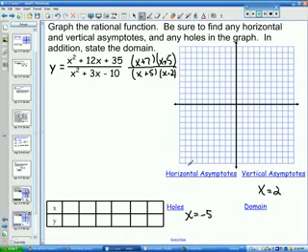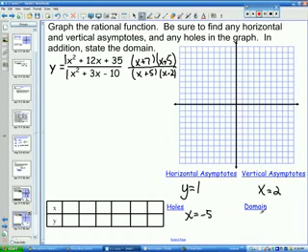And then the horizontal asymptote, remember we look at the coefficient of the highest degree, so this is x squared and this is x squared, so they're the same. The coefficient here is 1, the coefficient there is 1. So our horizontal asymptote is going to be y equals 1 over 1, or just 1.